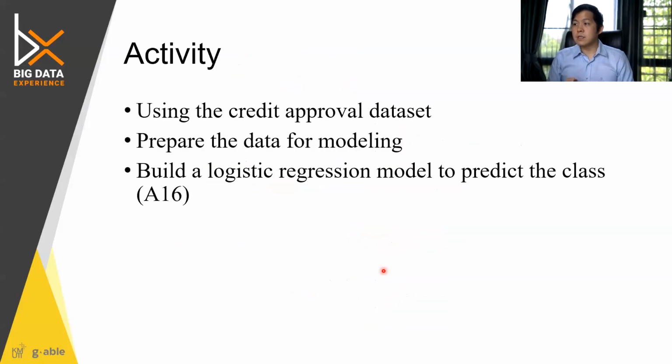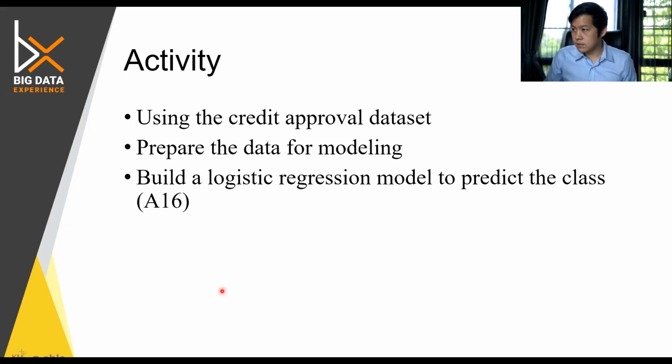Okay, so this is it for today. Your lab today, which you have to submit next week, is to create a logistic regression model that predicts the class. This is the data, the credit approval data set. The credit approval data set is data of customers applying for credit, like a credit card or house loan. So let's take a look at the data.